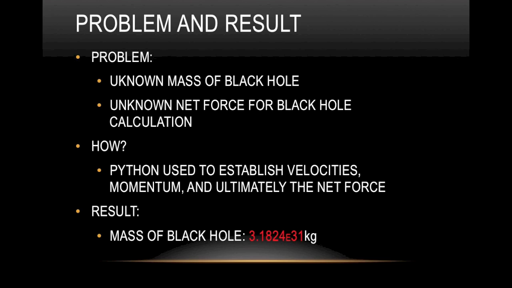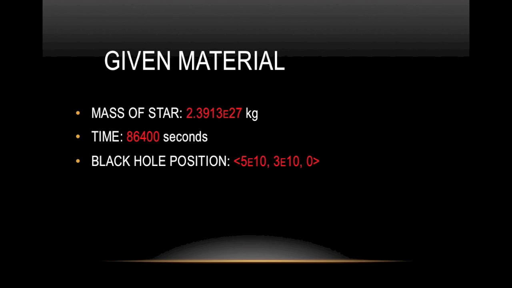And my final result was 3.1824 times 10 to the 31st kilograms, which lined up with what Webdesign gave us. So the given material was, my mass of the star was 2.39113 times 10 to the 27 kilograms. Everybody's was different. The time step should be the same for everybody, which was 86,400 seconds, and the black hole position was, as you see there.